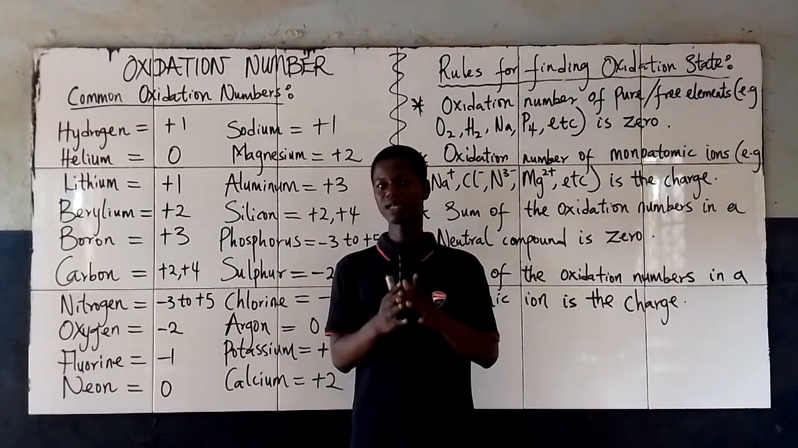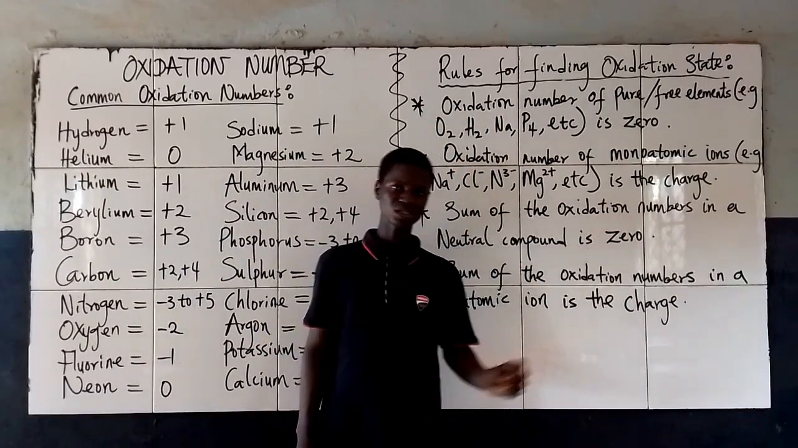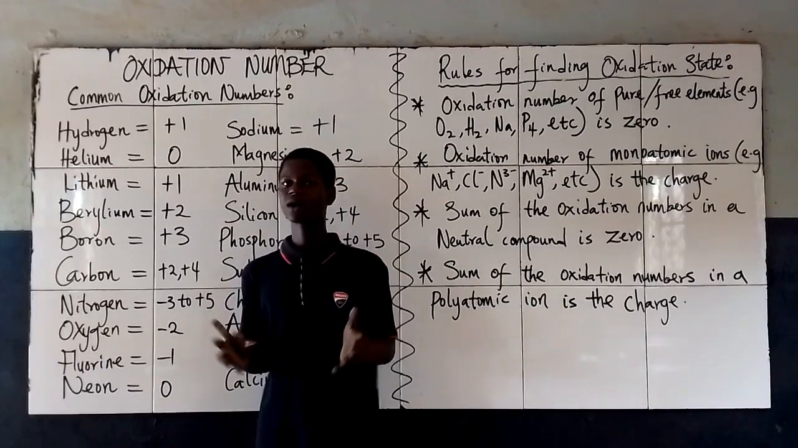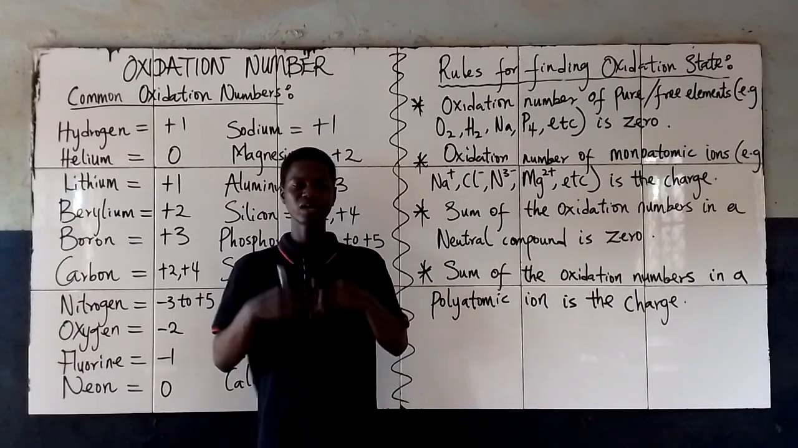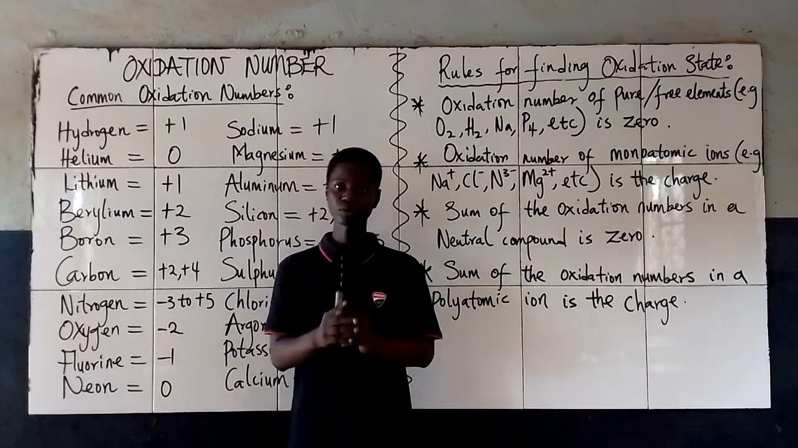So keep that at the back of your mind. Let's get to this side of the board. I said the rules for finding oxidation state. You could be given a question to find what is the oxidation state of chlorine in a certain compound. What is the oxidation state of nitrogen in a certain compound? How do you go about it? That is what this part of the board will help us to know.